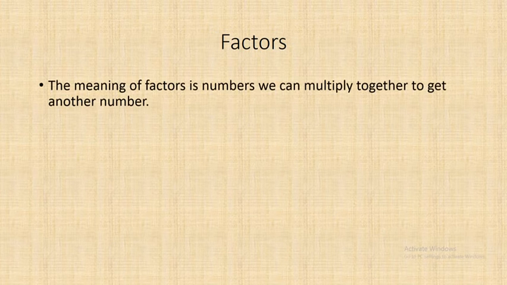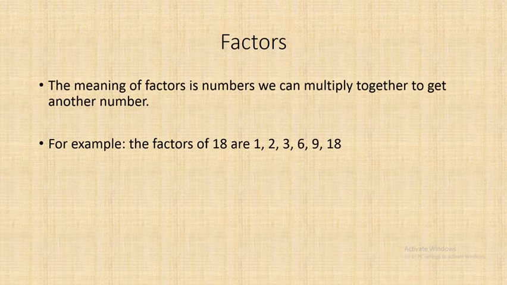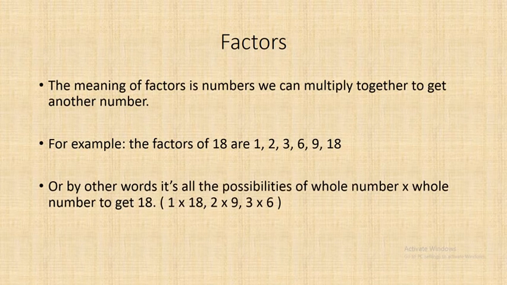So, what about factors? The meaning of factors is numbers we can multiply together to get another number. For example, the factors of 18 are 1, 2, 3, 6, 9, 18. Or in other words, it's all the possibilities of whole number times whole number to get 18.